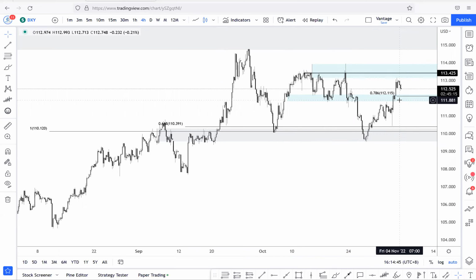We have dollar index, we have DAX, as well as US 100 to go through. Okay, so let's take a look at that. So this is my view on dollar index.